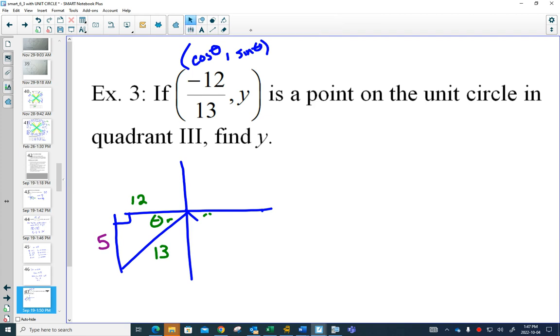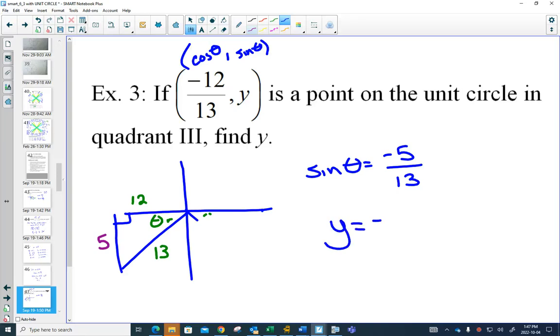And now we need to find y. Well, y is sine of theta. Sine of my reference angle, opposite over hypotenuse, would be 5 over 13. Does it make sense that sine of theta, because it's in quadrant 3, would be negative 5 over 13? This question didn't ask us, right? Read the question. It says find y, so our final answer should have y equals negative 5 over 13. Because that's what the question asked us to find.